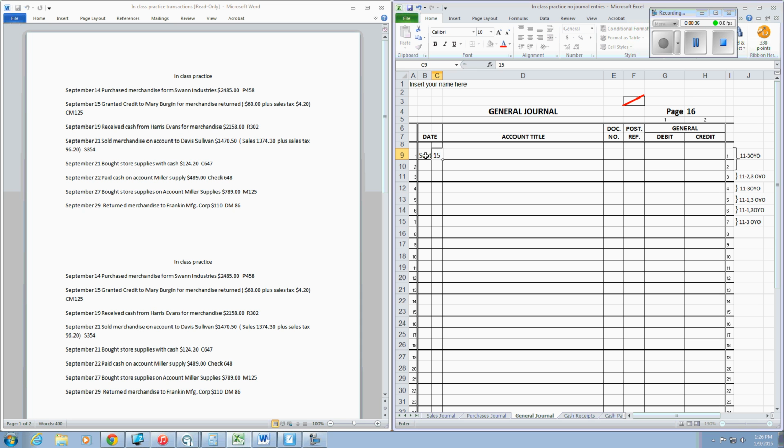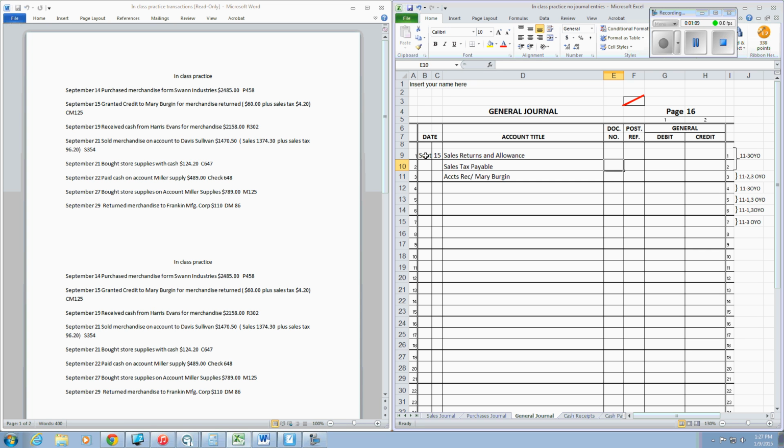15th. And now we got to remember what's debit and credit here. When somebody returns merchandise to us, it's a sales, returns, and allowance. So it's going to be sales returns and allowance. And then underneath that, we also have to return the sales tax. And then we're also going to decrease our accounts receivable. And the person that is returning this stuff to us, Mary Bergen.